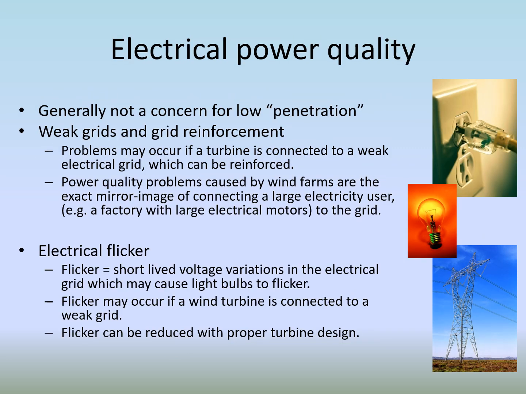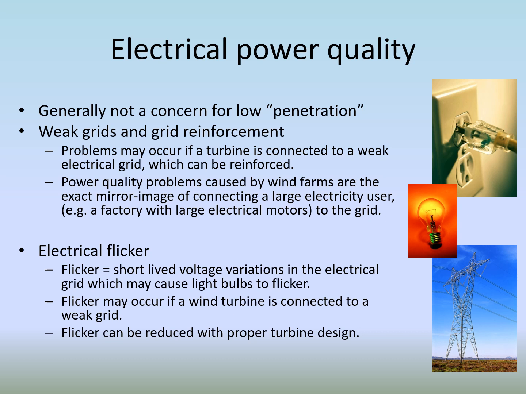Electrical power quality. Generally not a concern for low penetration. Weak grids and grid reinforcements: problems may occur if a turbine is connected to a weak electrical grid, which can be reinforced. Power quality problems caused by wind farms are the exact mirror image of connecting a large electricity user, for example a factory with large electrical motors, to the grid.